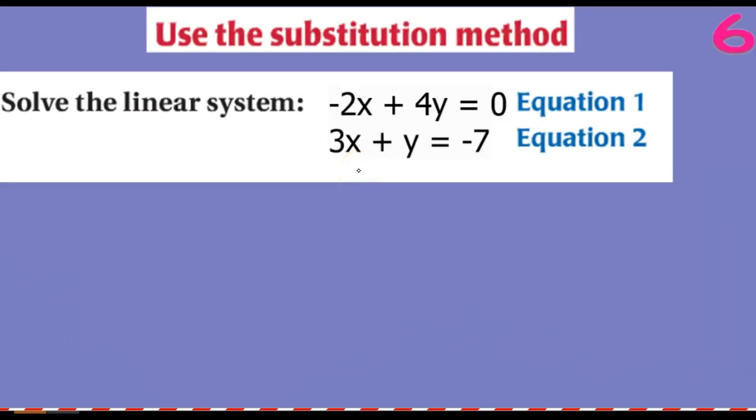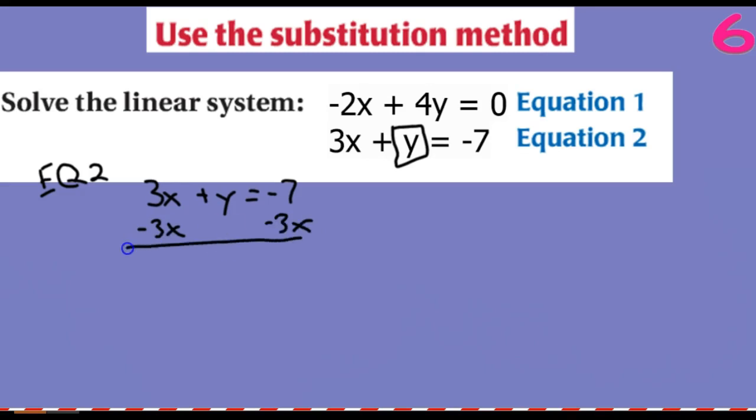Alright, last problem. We're looking for a variable that's by itself. We don't have any, but y is the closest because it's sitting there with nothing attached to it. So if we take our equation 2, we are going to solve for y. So we get 3x plus y equals negative 7. We're going to subtract 3x from both sides. So now we have y equals negative 3x minus 7.